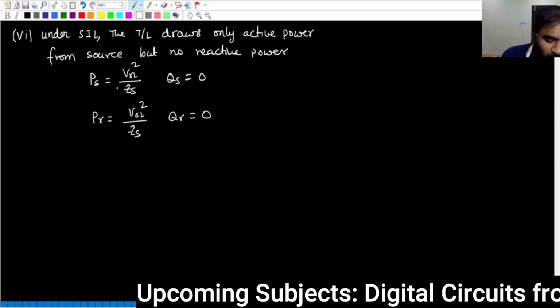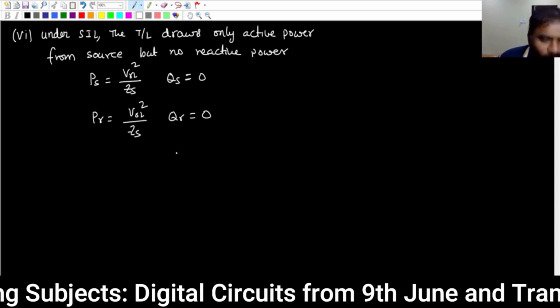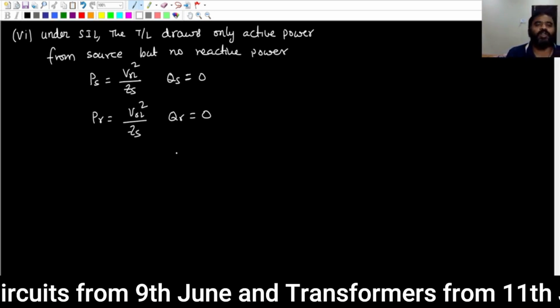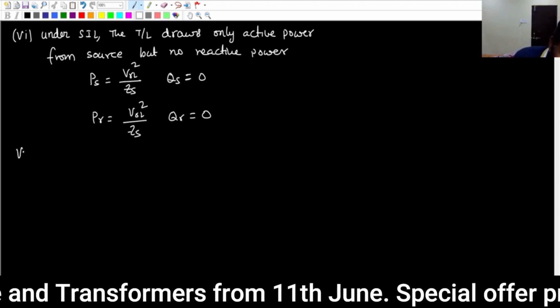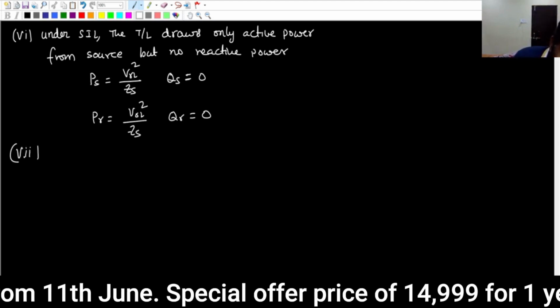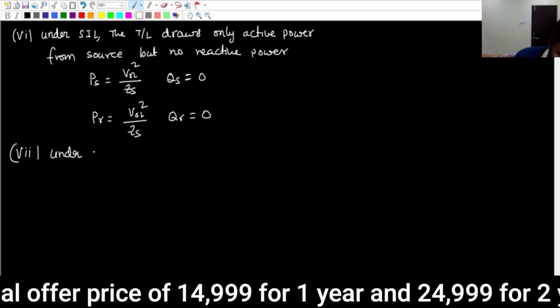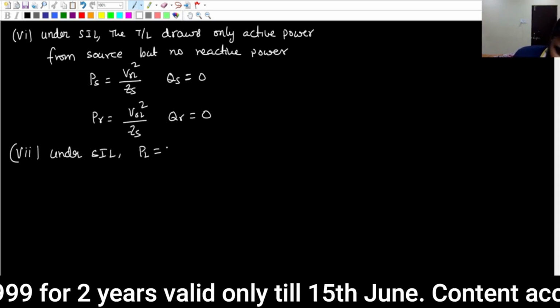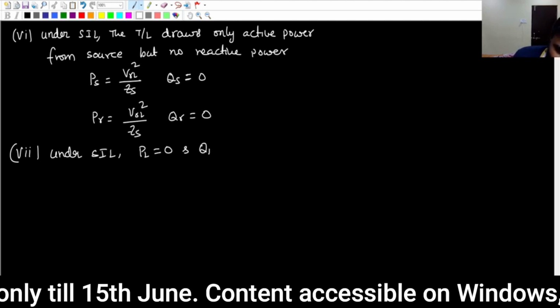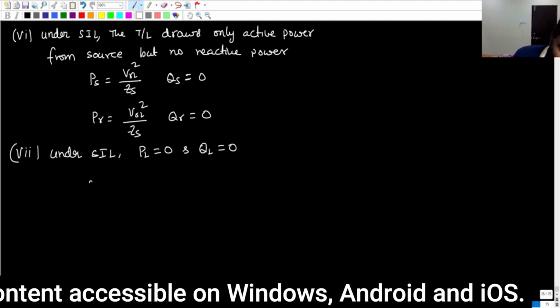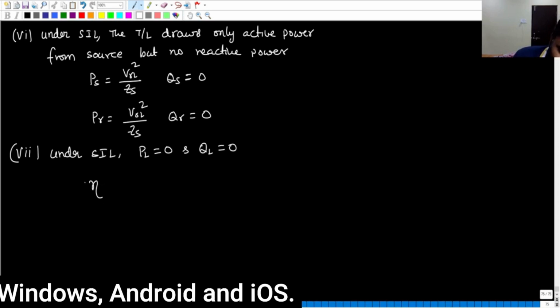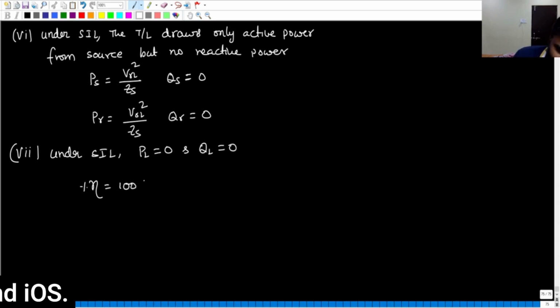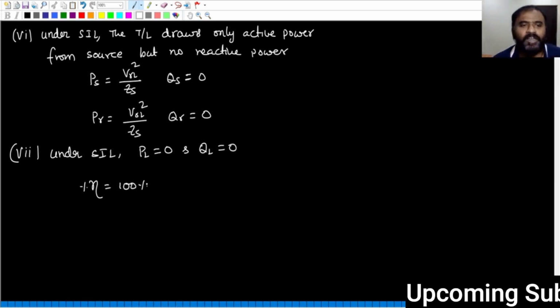Why? PS is VRL square by ZS, PR also VRL square by ZS. So active power loss also 0. So that means what I can write under surge impedance loading, PL equal to 0 and QL equal to 0. And what about the efficiency of transmission? 100%. Efficiency of transmission is 100%.